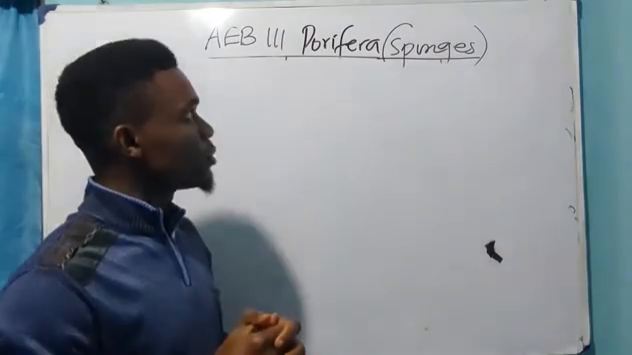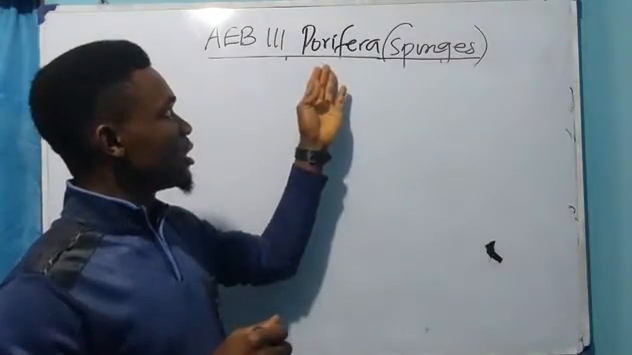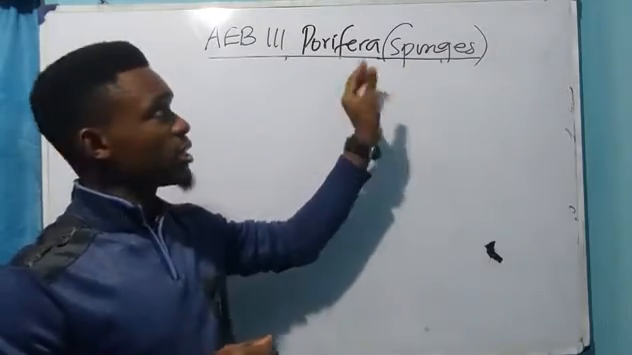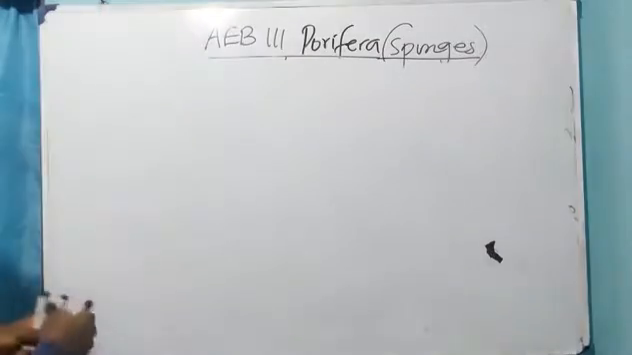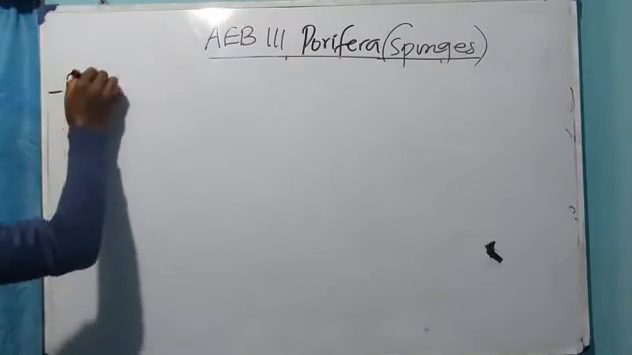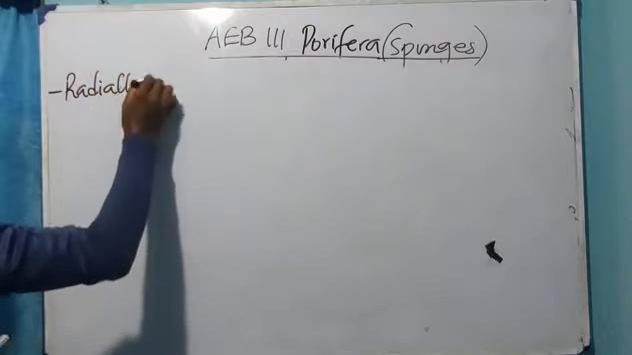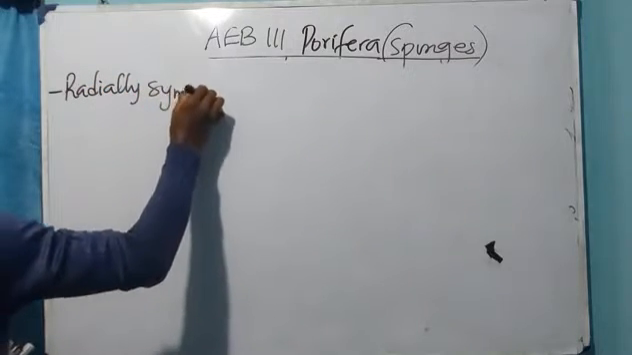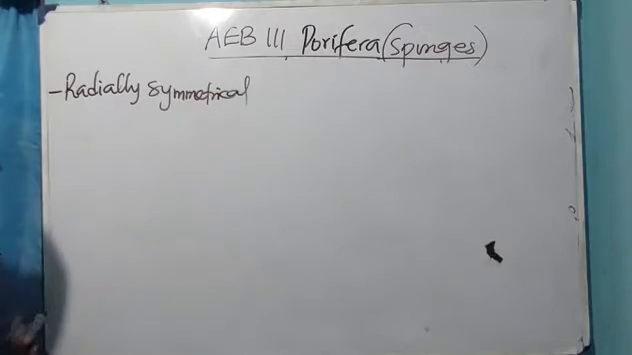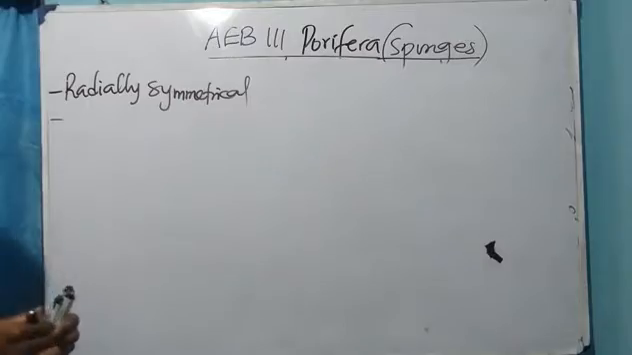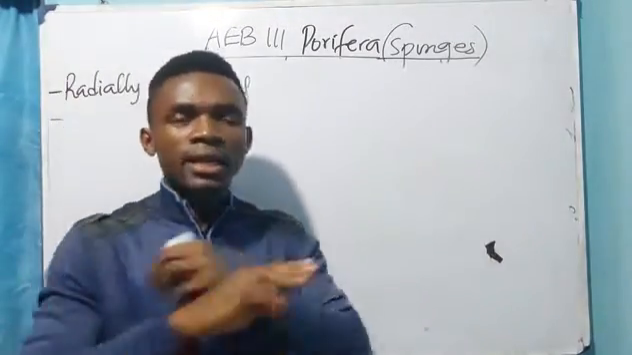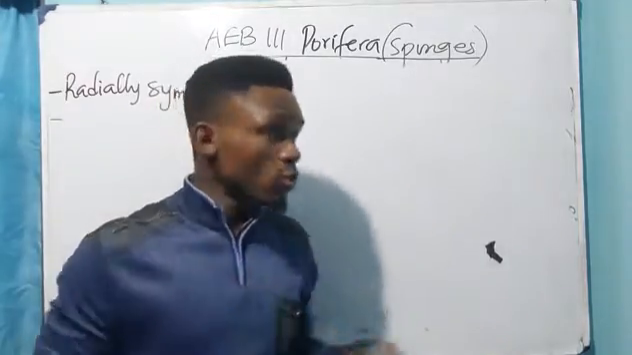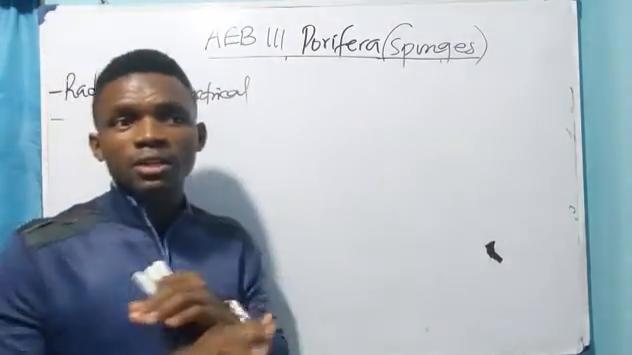The first thing we are going to be doing now is, okay, these are the sponges actually, and we have to look at the characteristics or the features of these organisms. One, they are radially symmetrical. They do not have a nervous system, they do not have true organs, and they don't even have sense organs.